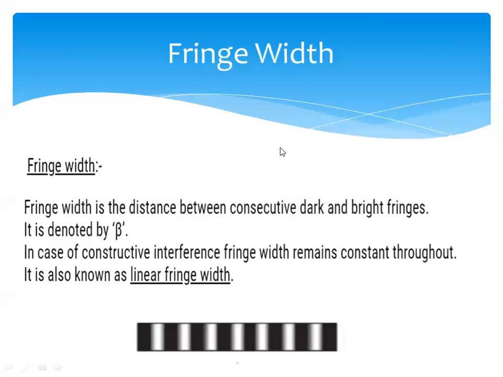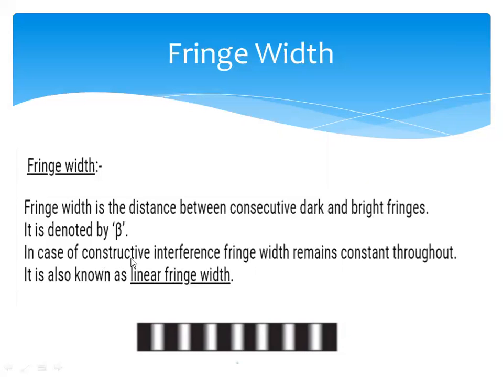Next, we are going to see about the fringe width. What is meant by fringe width? Fringe width is the distance between the consecutive dark and bright fringes. You see the dark and bright fringes in the picture, right? So fringe width is the distance between consecutive dark and bright fringes. How is it denoted? It is denoted by the letter beta. Keep this in mind.